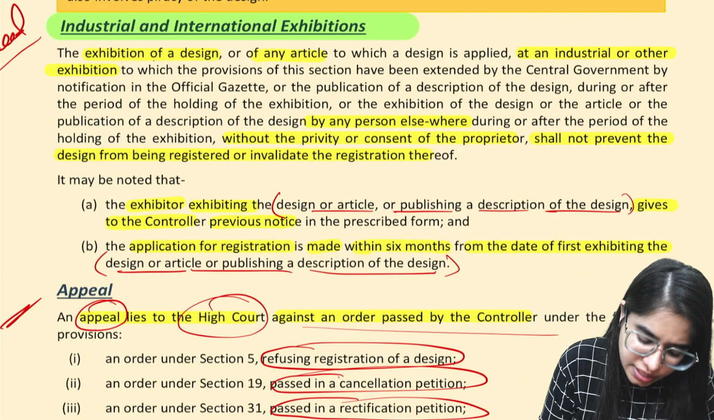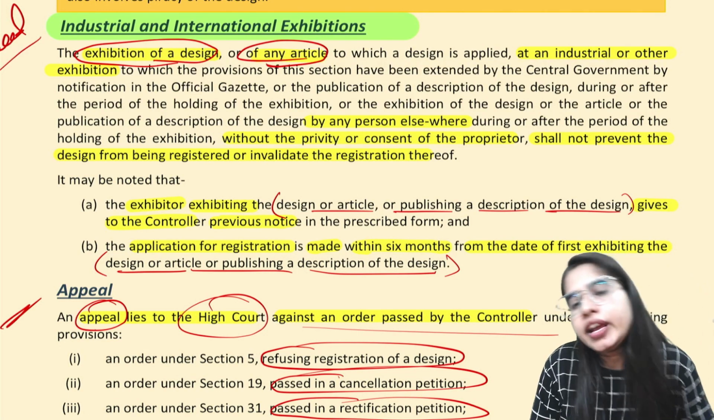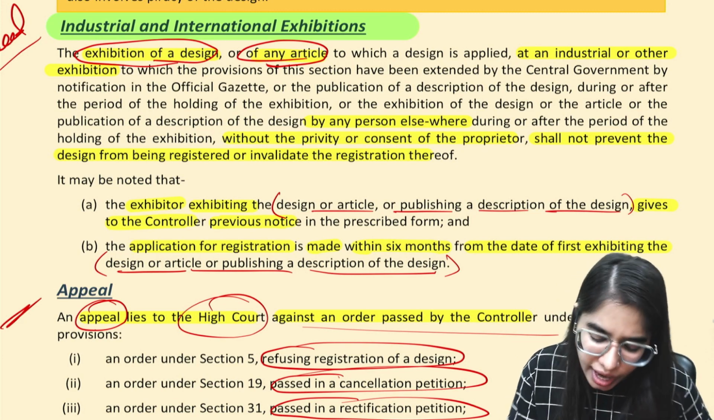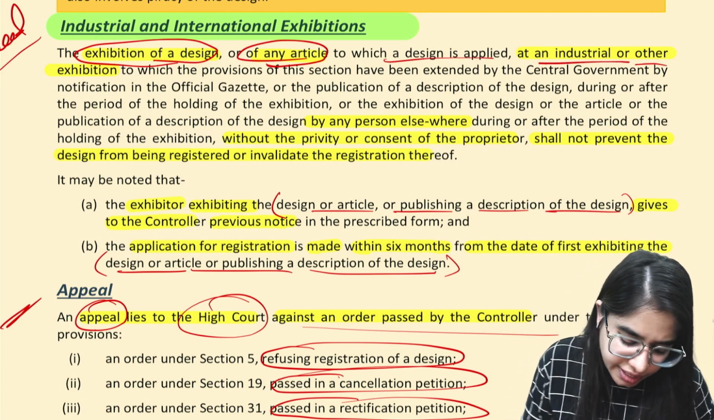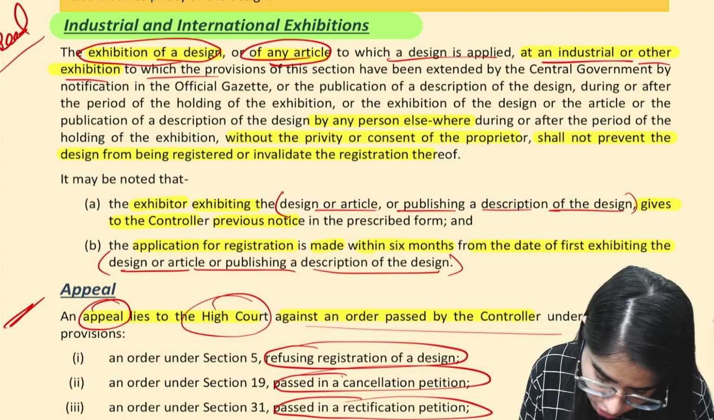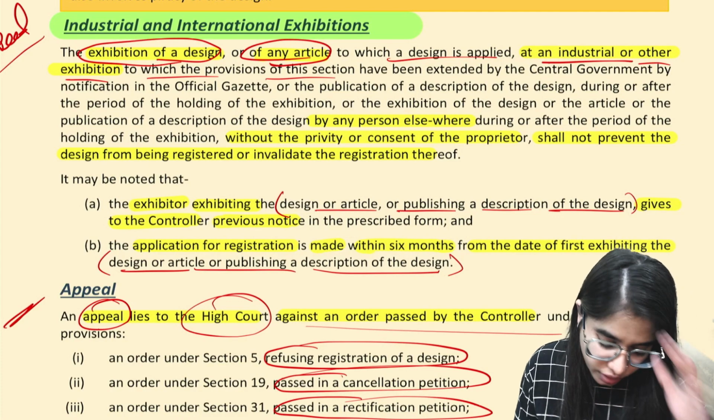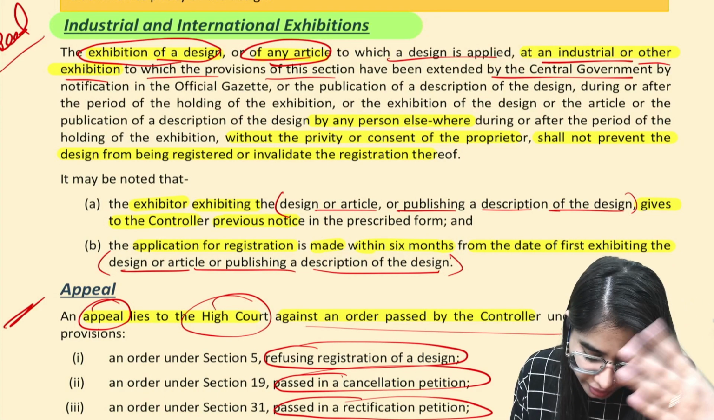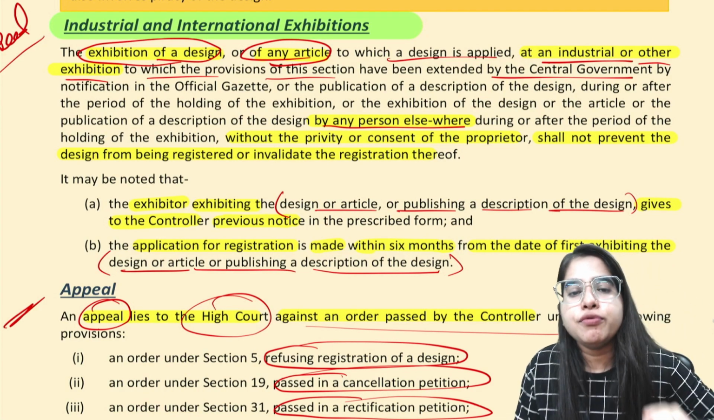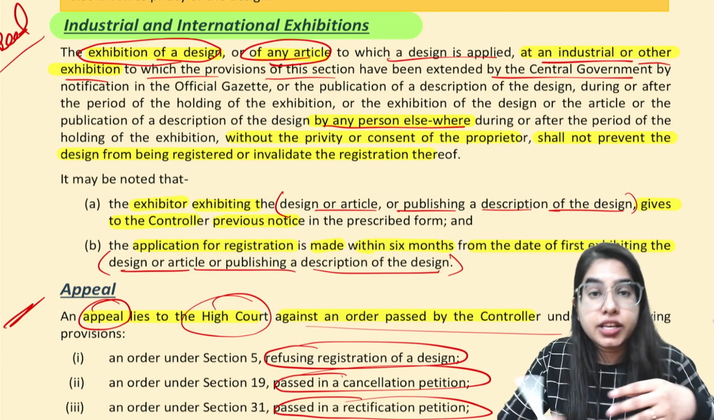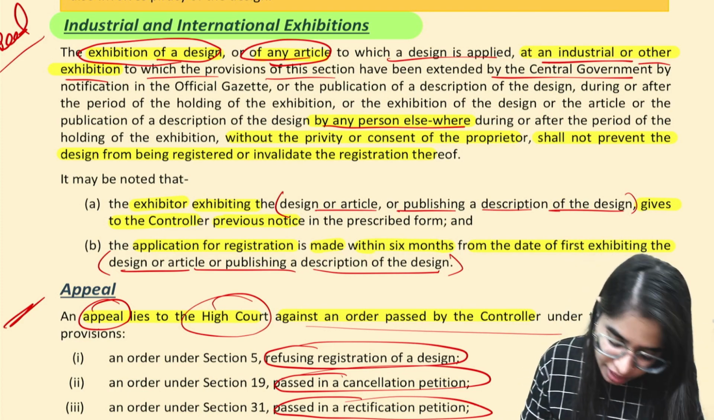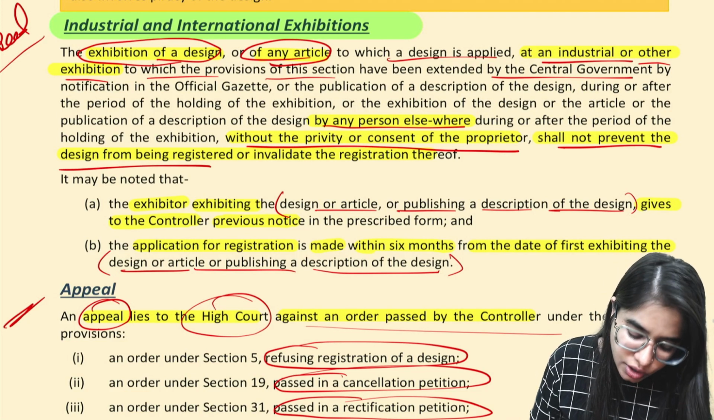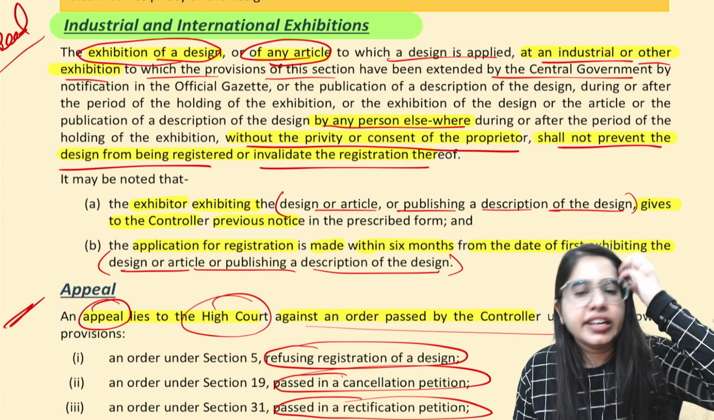Here one point is given on exhibition of a design or any article in which that design is there. The exhibition of any design or article to which the design is applied at an industrial or other exhibition, to which the provisions of this section have been extended by the central government or by any other person, without the consent of the proprietor, shall not prevent the design from being registered or invalidate the registration.